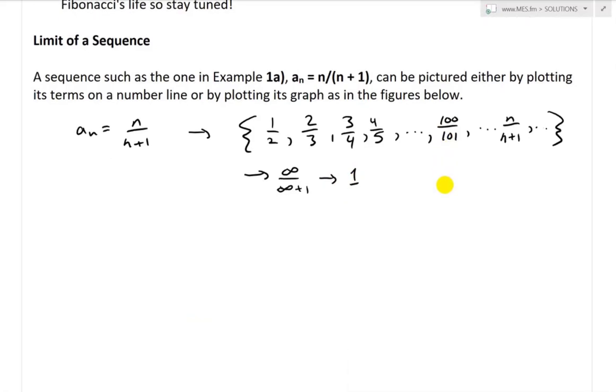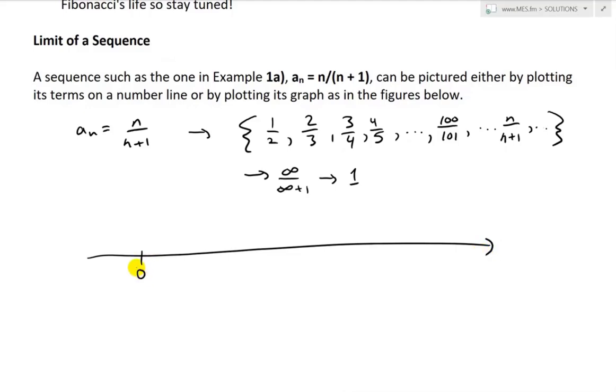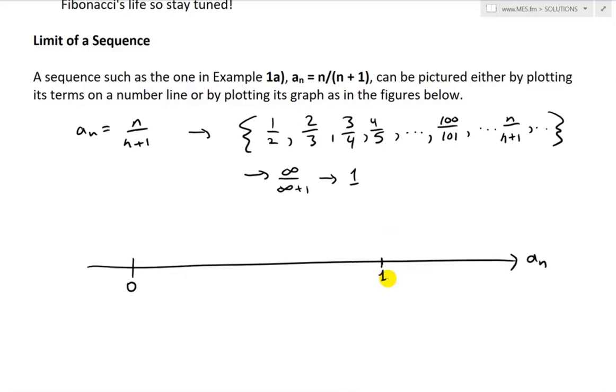Now, if you were to draw this on a number line like this, what we have is initially 0, and I'll write this as a_n. So there's the 0, and let's say we have 1 over there. The first term, a1, is going to be at the half. This is a1, and the second term, a2, is 2/3, somewhere around here, like that.